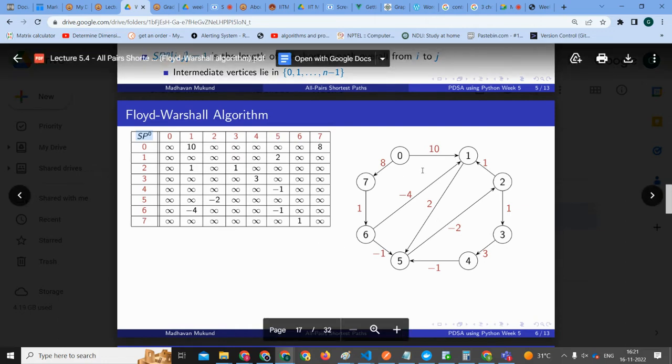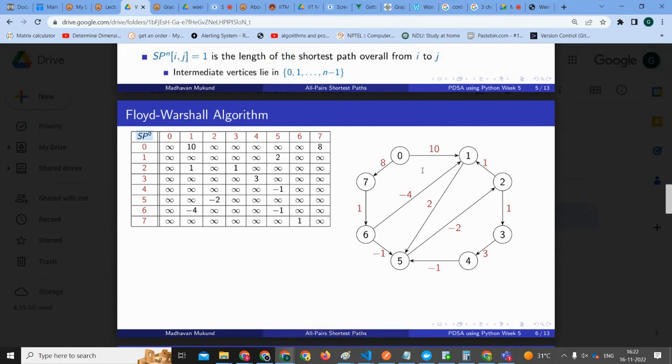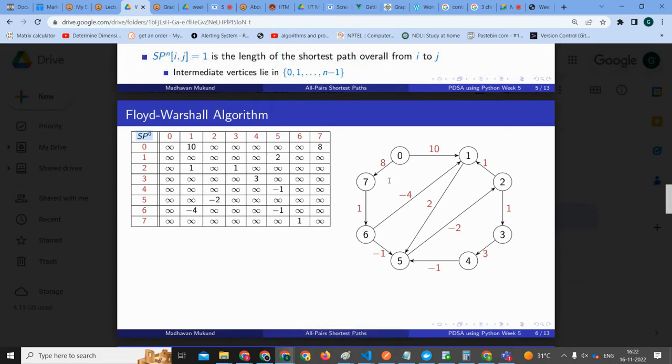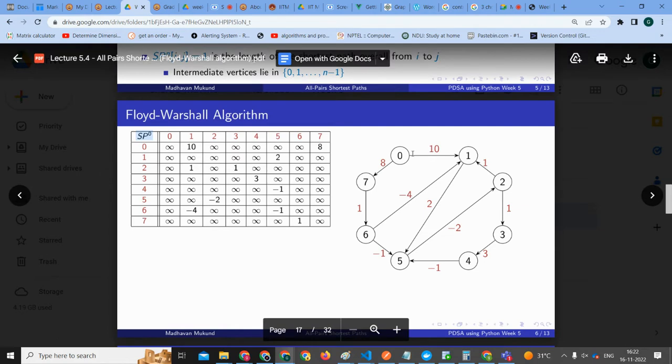So this is valid, right? Still, it is the shortest path. Does this mean that there is a negative cycle? Is this cycle negative? No. If you have a negative cycle, a negative cycle is basically when you start from one node and come back, the total becomes a negative number. Starting from zero, if you come back to zero, the total is negative, then it becomes a negative cycle.